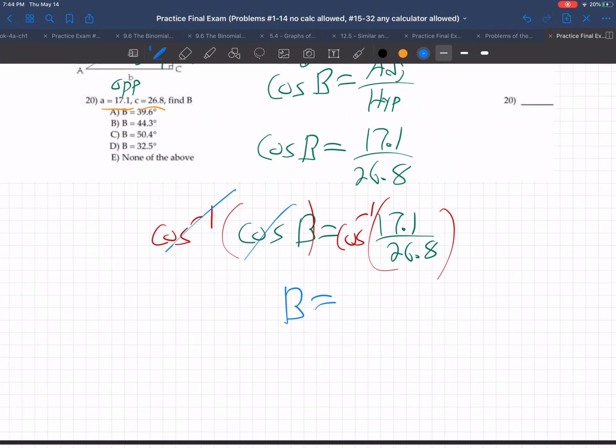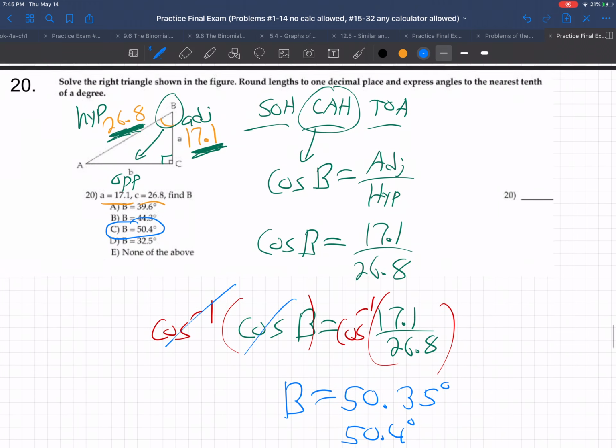Cosine inverse of 17.1 divided by 26.8. I'm getting 50.35. So that rounds to 50.4. There it is. 50.4 degrees. So answer C. So there we go for that one.